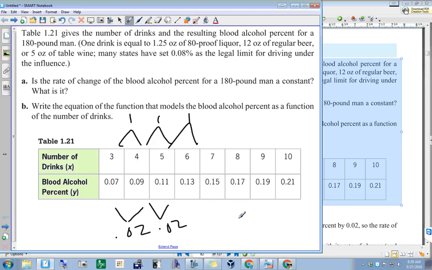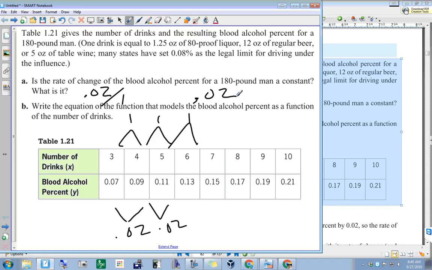So that means the rate of change is going to be 0.02 over 1, correct? Or could I just write it as 0.02? So that's the slope. That's the rate of change. That is how it changes, going back and forth.